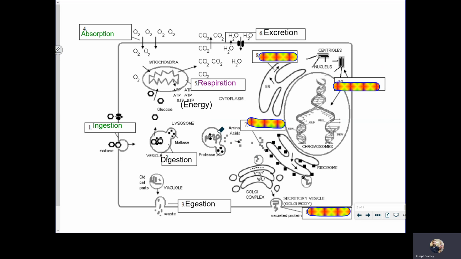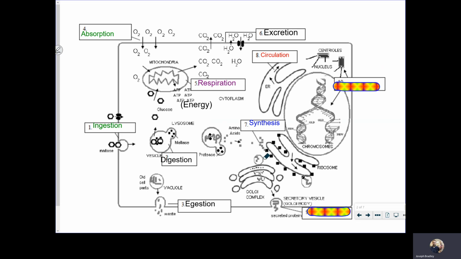The seventh process right here, so this is a picture of digestion, but instead of maltose being digested, it's going to be an ingested protein that's being digested, and the ingested protein is then going to be broken down into little amino acids, and then the amino acids are going to form into a long chain over here at the ribosomes. So this is going to be synthesis. The materials that are formed, a lot of times they're going to enter into the endoplasmic reticulum and then move around the cell through the endoplasmic reticulum. Moving around the cell is circulation.